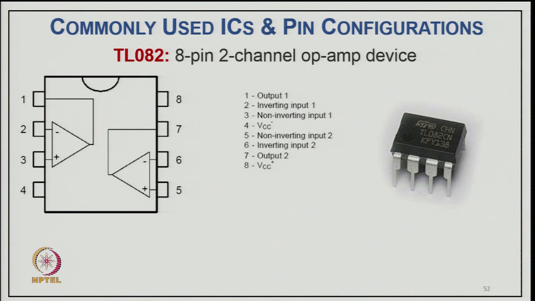Typically, 1 is the output of the first unit and 7 is the output of the second unit. You have 2 as the inverting input for the first unit, 3 as the positive input, and 5 and 6 as the positive and negative inputs for the second operational amplifier. 7 is the output, and of course 4 is the negative supply and 8 is the positive supply. These are all the terminal configurations mentioned here.